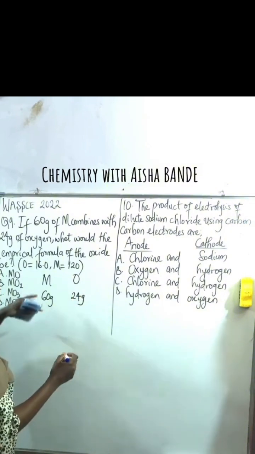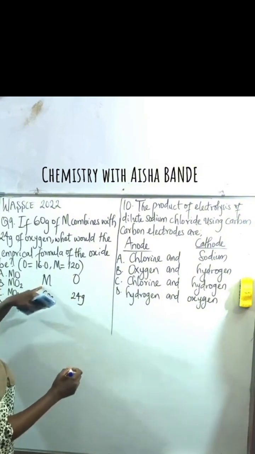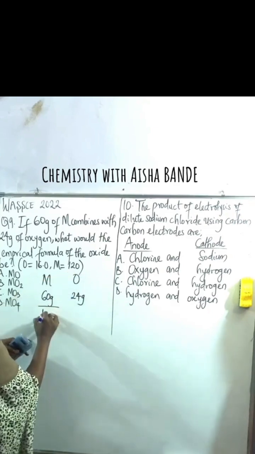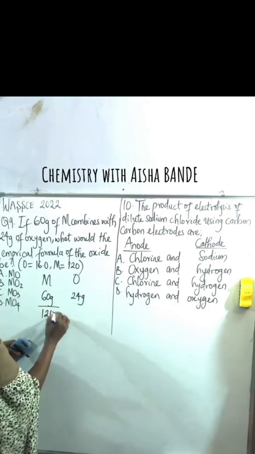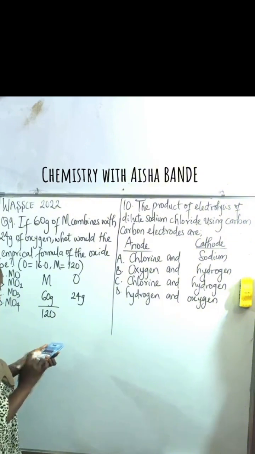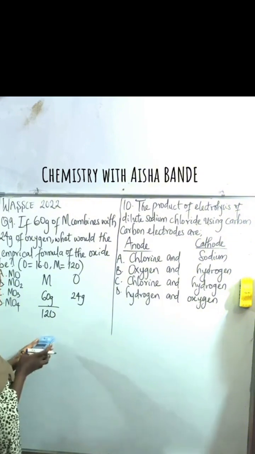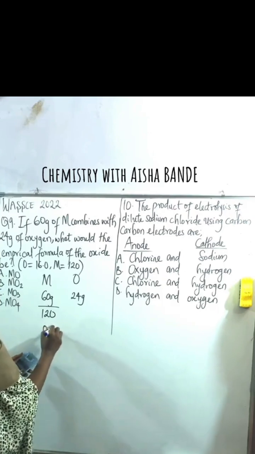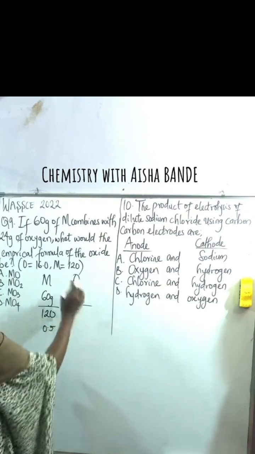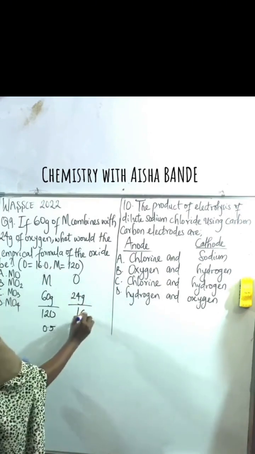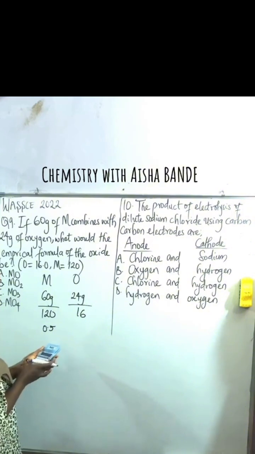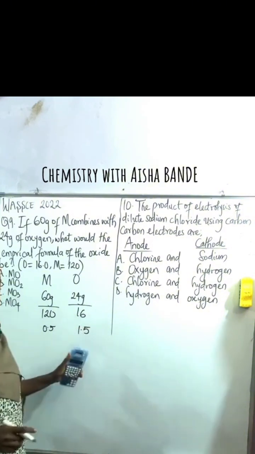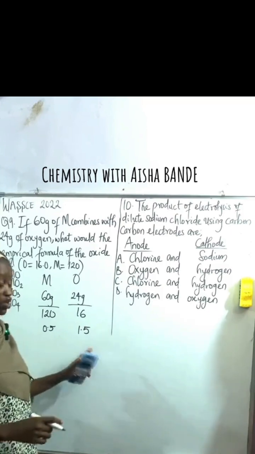As given in the question, M has an atomic mass of 120, so we are going to divide 60 by 120, which gives us 0.5. Here we have 24 divided by the mass of oxygen, which is 16. This gives us 1.5. From this point, we divide through by the lowest ratio gotten.